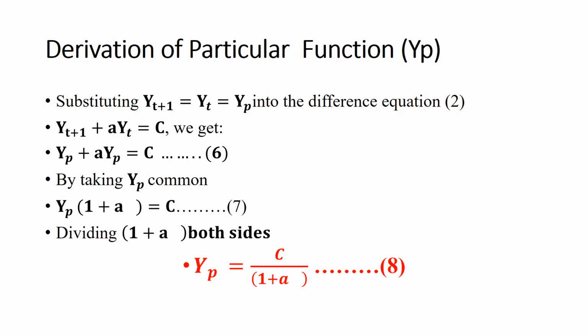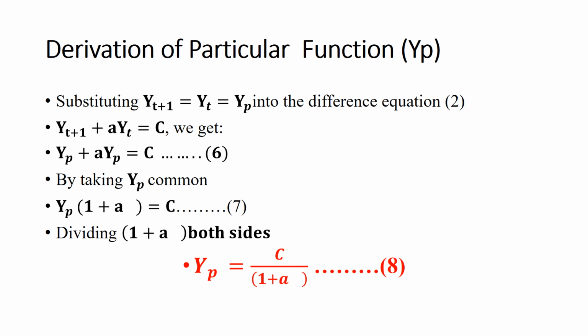So if yt plus 1 is equal to yt is equal to yp, ठीक है? Look at this equation. Put the value of the yp into equation number 2, that is yt plus 1 plus a yt is equal to c. We get yp plus a yp is equal to c. This is equation number 4.